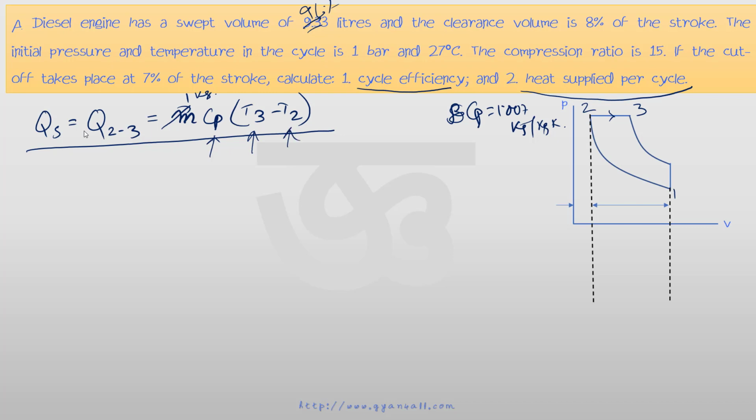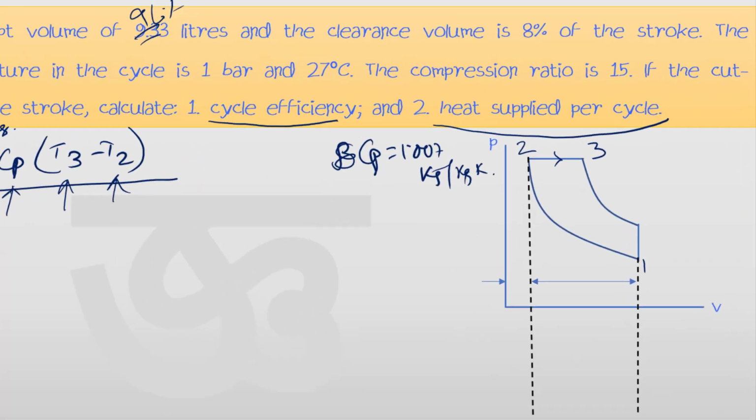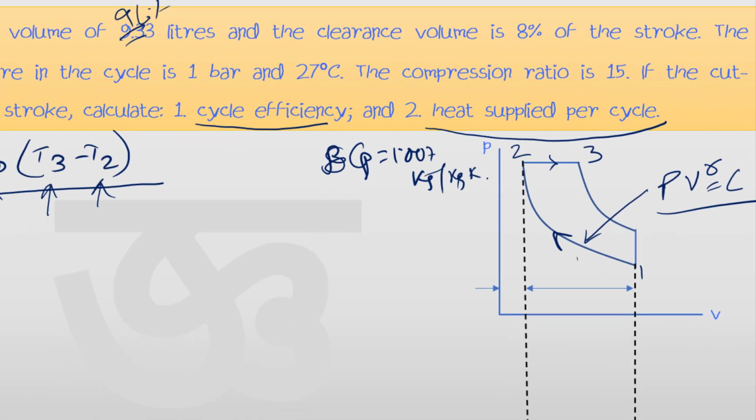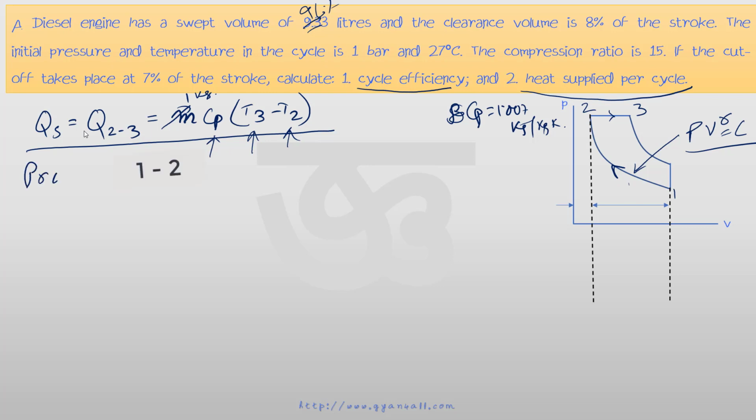So first, to find the heat supplied, we have to find out temperature T2 as well as temperature T3. Now to find the temperature T2, we will consider the process 1-2, which is an isentropic compression process. So we can apply the isentropic law, and according to that law T2 divided by T1 is equal to V1 divided by V2 all to the power gamma minus 1. That is the isentropic law, the relation between temperature and volume.